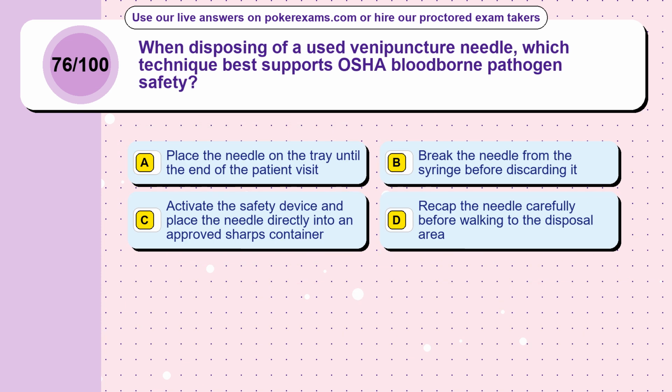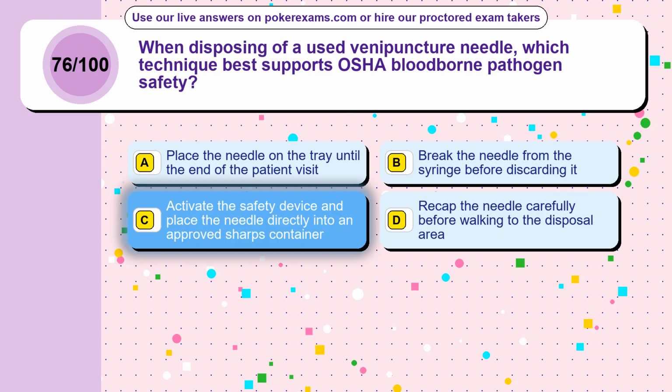Question 76. When disposing of a used venipuncture needle, which technique best supports OSHA bloodborne pathogen safety? Option A. Place the needle on the tray until the end of the patient visit. Option B. Break the needle from the syringe before discarding it. Option C. Activate the safety device and place the needle directly into an approved sharps container. Option D. Recap the needle carefully before walking to the disposal area.